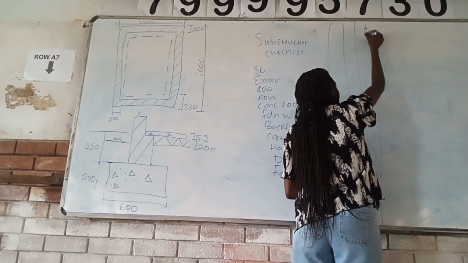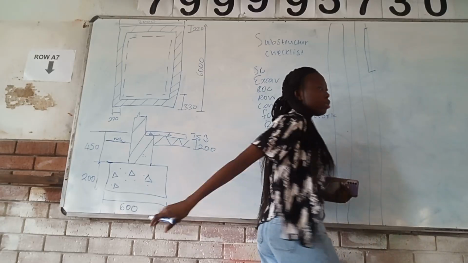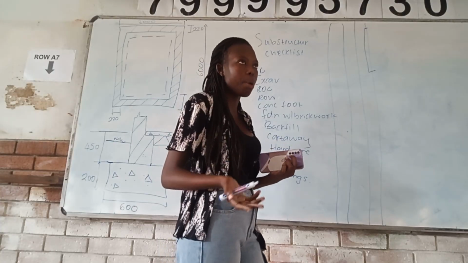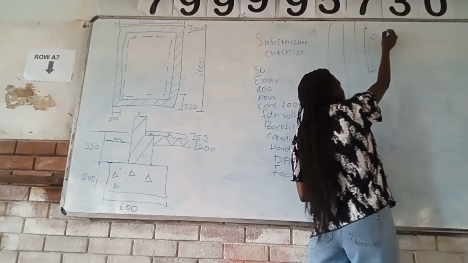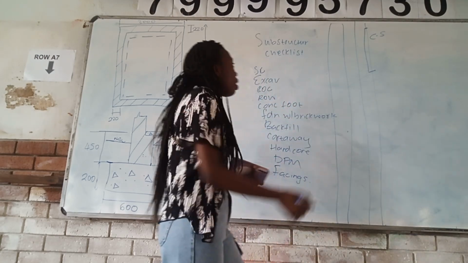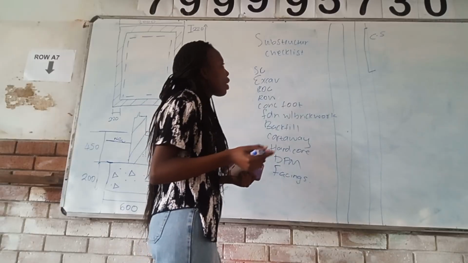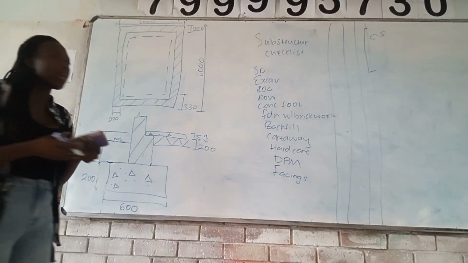You will open a bracket and then you write your description. Now, due to time, we're not going to write descriptions again, we're just going to abbreviate. So I'm just going to say SC, which is site clearance. The checklist says we start with the site clearance. So for site clearance, we have a length. What is our length there?